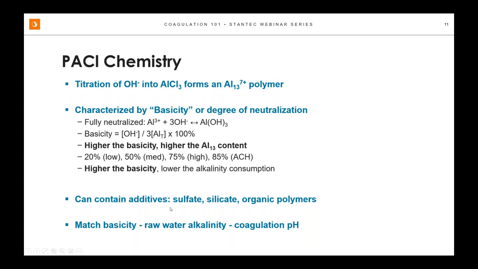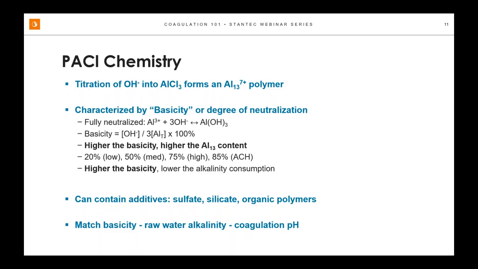These polyaluminum chlorides can contain other additives, sulfates, silicates. Some are blended with organic polymers. The strength often varies. Some have more aluminum in them than others. So you have to look at the spec sheet, know what you're dealing with, and then you can optimize things. So with all these choices, the general rule is you want to match the basicity of the product to the raw water alkalinity to give you the best coagulation pH.